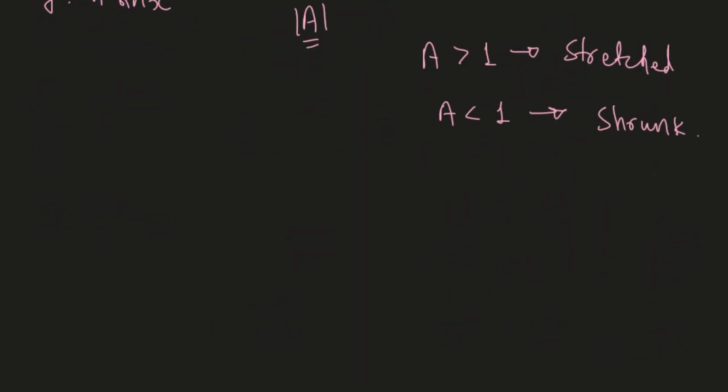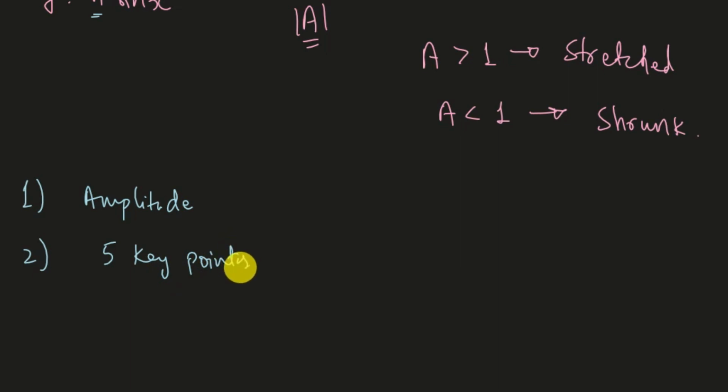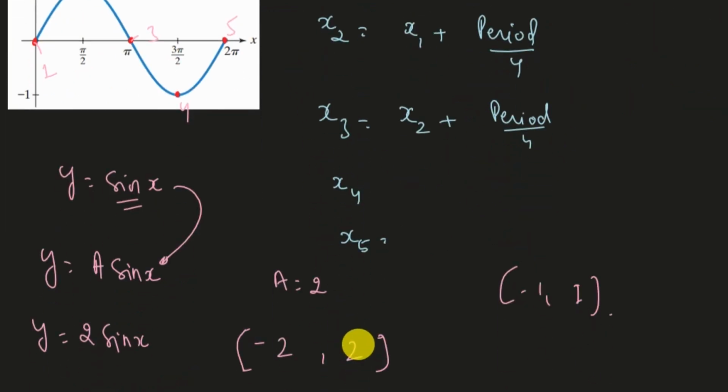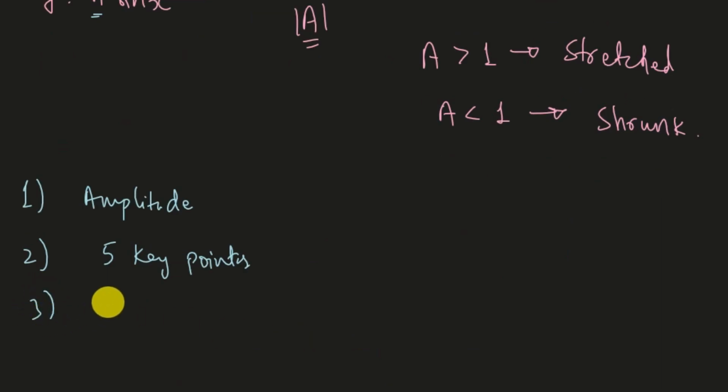Now we can conclude the steps to graph the variation of y equals a sine x. First, identify the amplitude. This is the amplitude. Then find the x values at 5 key points. I've already mentioned how to calculate the 5 key points. First, identify the period. And then divide the period by 4 and find the 5 key points like this. Then calculate the y value at these 5 key points.